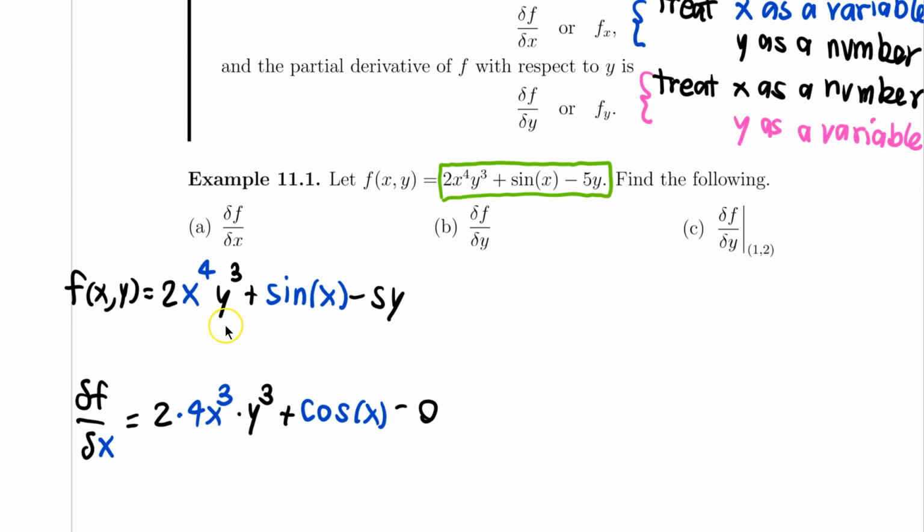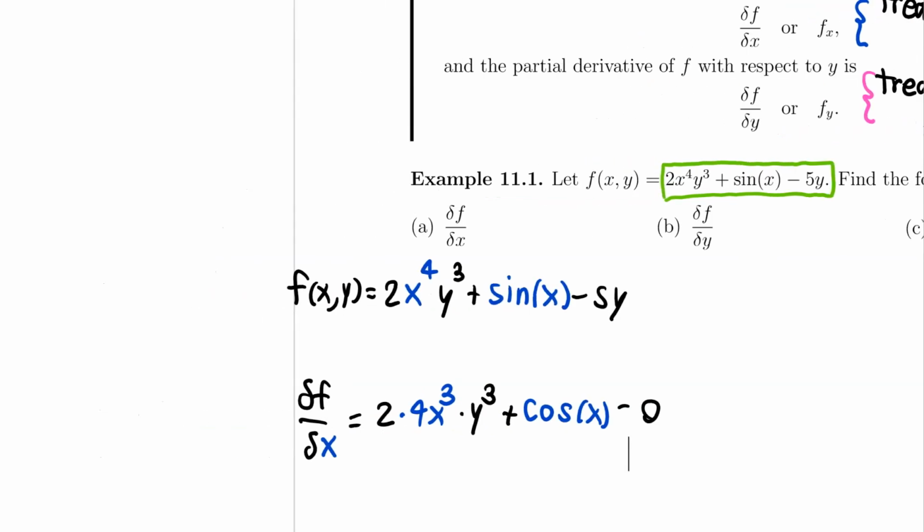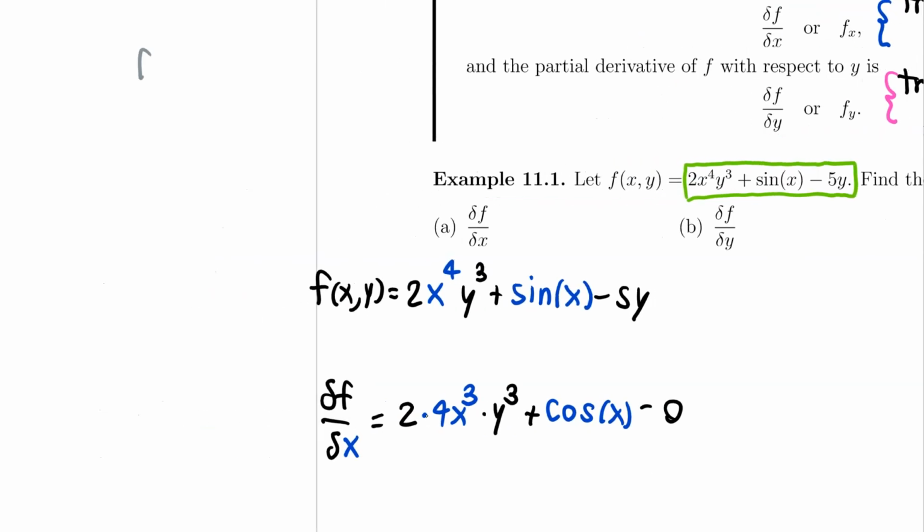Notice that the first y cubed that I see stays there because it is a number that got multiplied to something. But this 5y is just a number by itself, so its derivative becomes 0. For example, if my f of x is 5x squared plus 3, then the derivative is going to be 5 times 2x plus 0. Whenever I have a number and it got multiplied to something, that number stays there. But if that number is by itself, then it becomes 0. So this is the partial derivative of my function with respect to x.